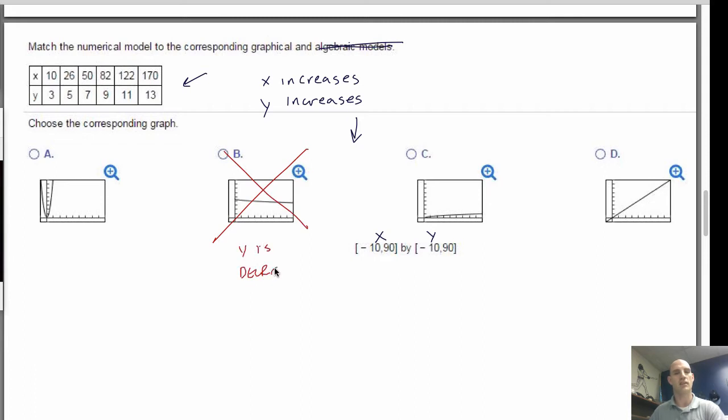This is just a strategy for looking at these graphs. Okay? X is increasing, y is increasing. X is increasing, y is increasing. Okay. X is increasing quickly.